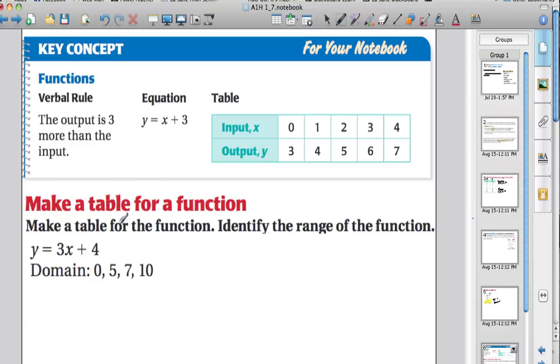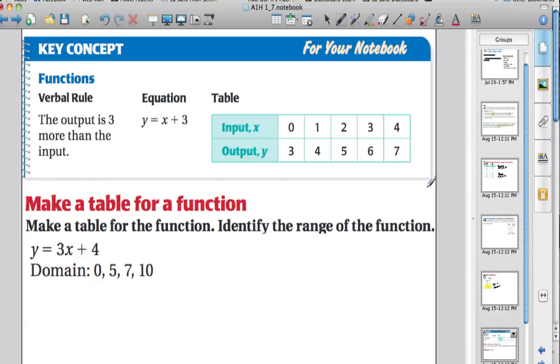So when we take a look here, we're looking at making a table for a function. And tables can be made a lot of different ways. They can be horizontal like this. They can be vertical, however we want to do it. What we want to do, in this particular case, is make the table using these domain numbers. So remember, the domains are all the inputs. So here are my inputs: 0, 5, 7, and 10.